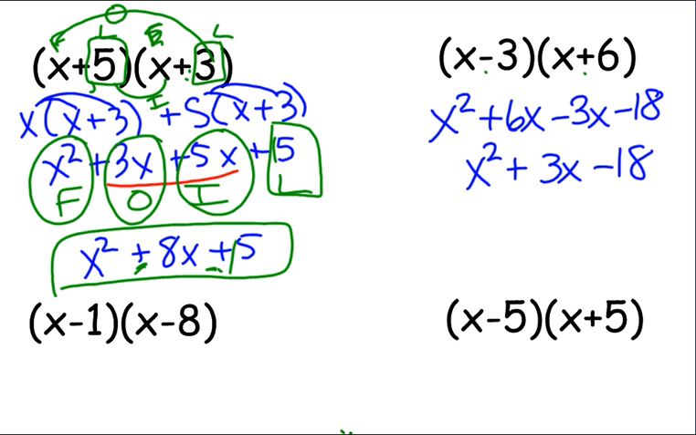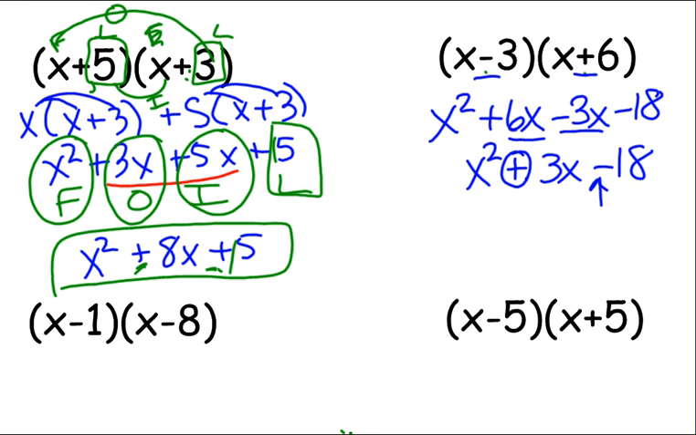Now, what happens here is if the last term here is negative, you're going to have one of each, a positive and a negative. And this depends on which is higher. All right, so if one of your values is higher, you're going to have a positive here. If the negative value is higher, you're going to have a negative there.